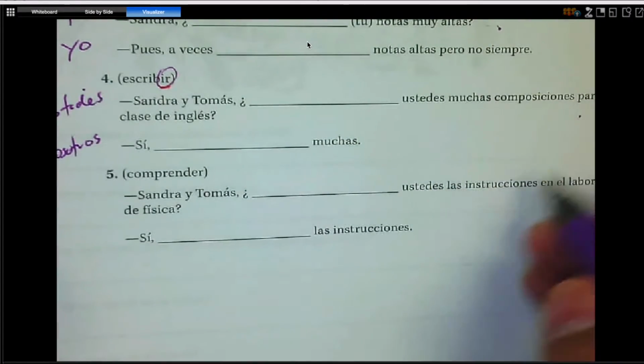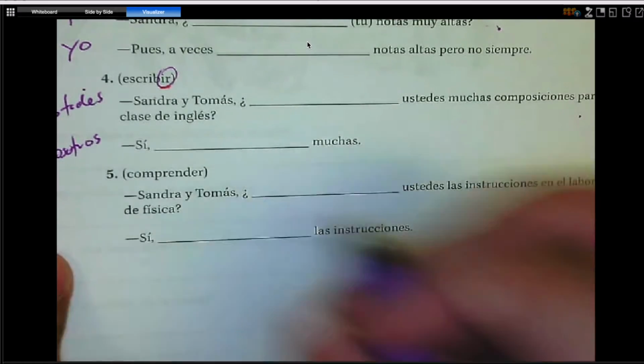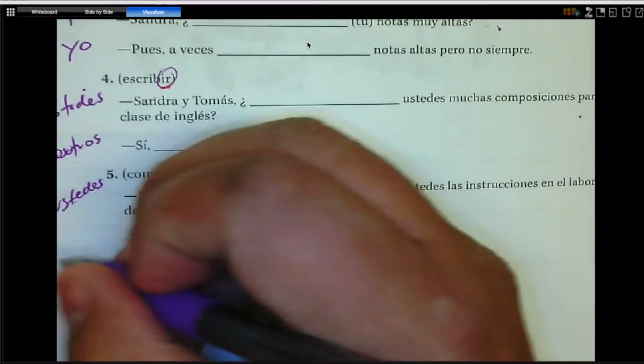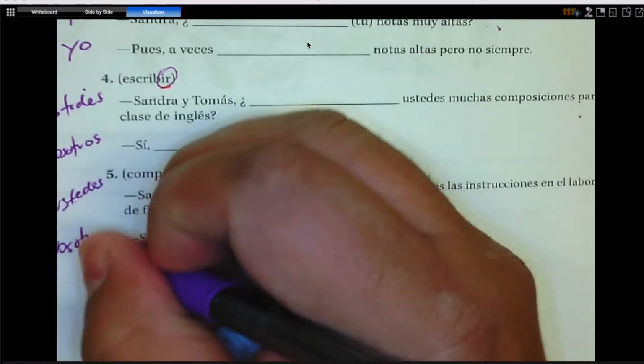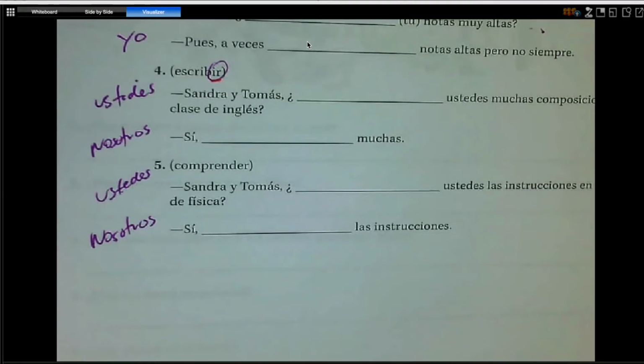Okay. 5, Sandra and Thomas, do y'all understand the lessons from physics? Right. So number 5 is ustedes, and the blank for number 6 is going to be nosotros. So whatever's in the parentheses, that's the form that you're going to write it in. Okay. It's much help I can give you. All right. Push pause on that.